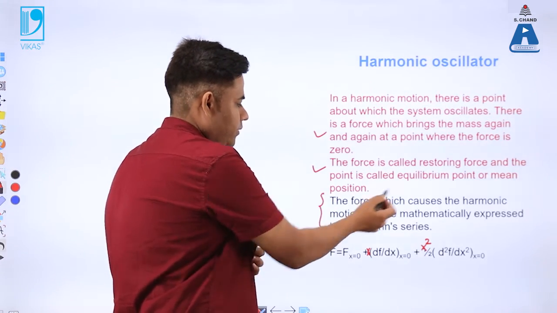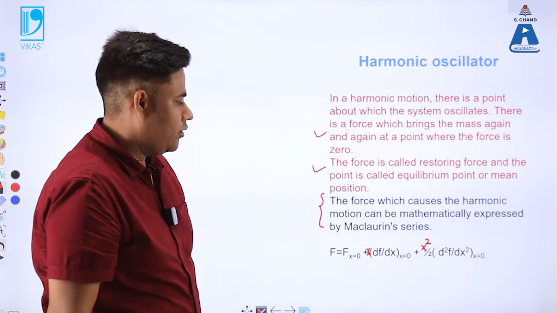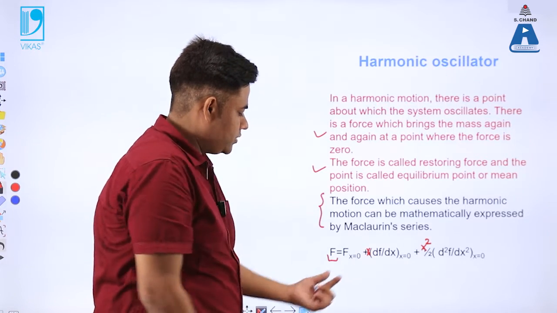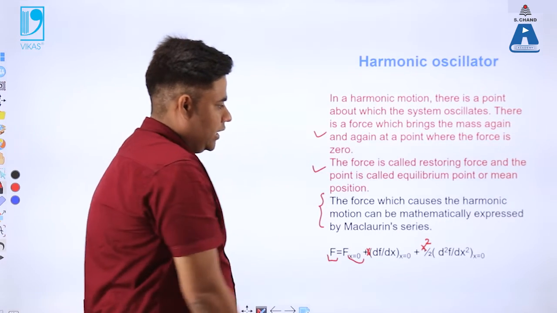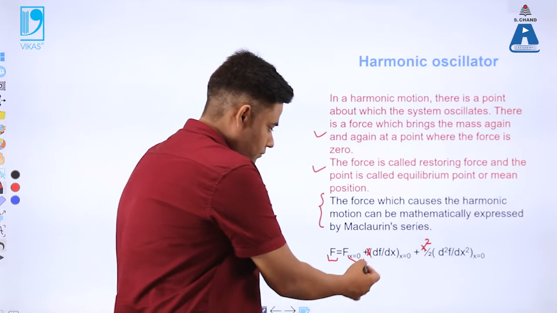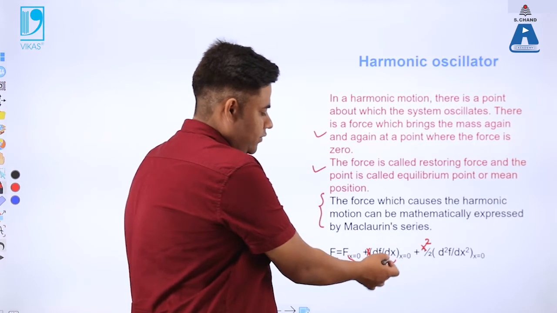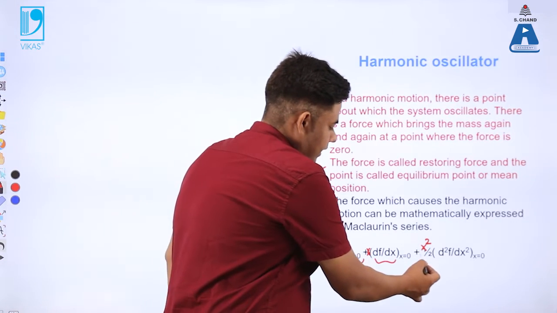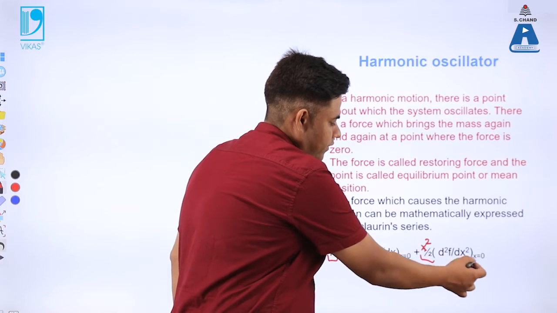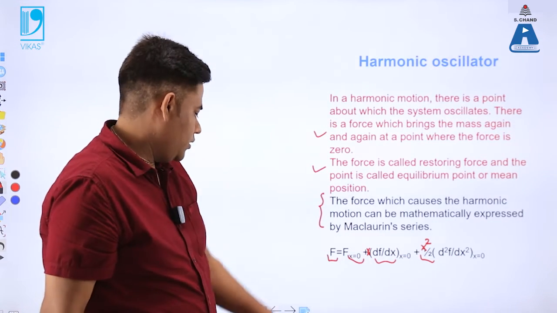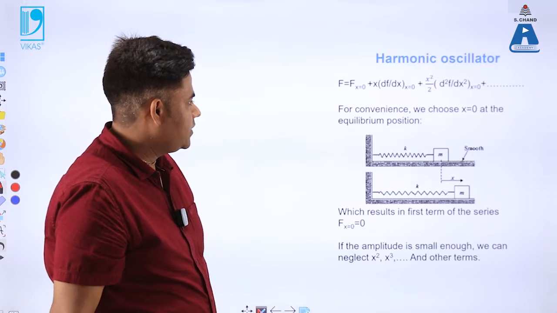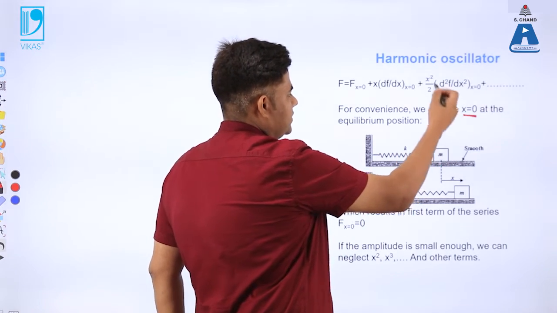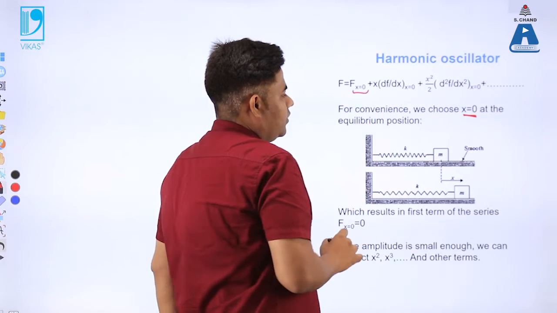Mathematically, this harmonic motion can be expressed in terms of Maclaurin's series. Here the force would be equal to the force at x equal to 0, that means at the equilibrium position, plus x multiplied by the derivative of the same considering x as 0, then plus x square by 2 times the double derivative considering x as 0, plus so on. So we have this expression, which is Maclaurin's expression. For convenience we choose x as 0 at the equilibrium position.